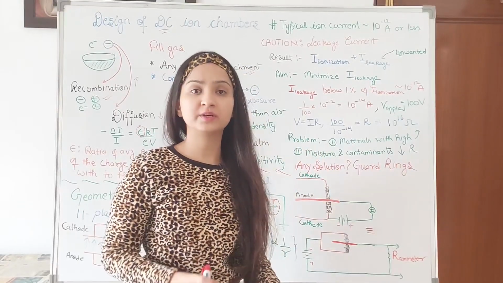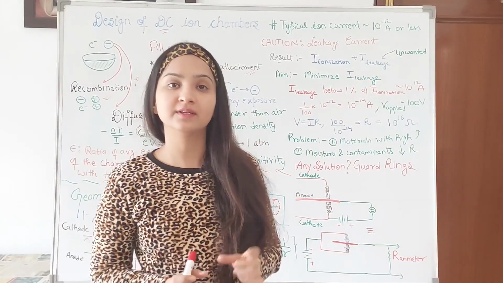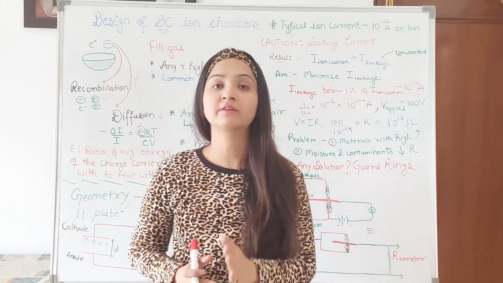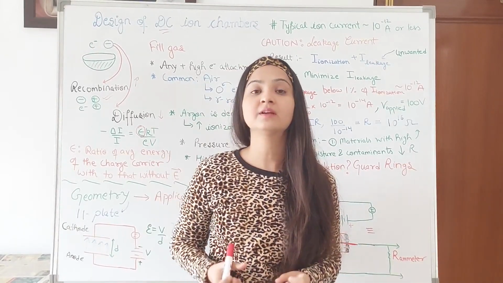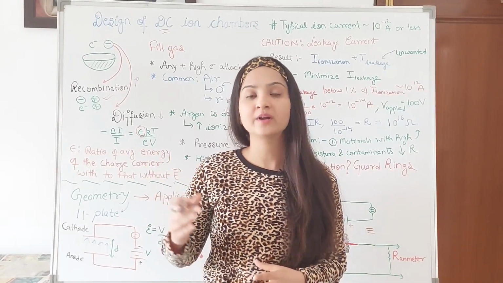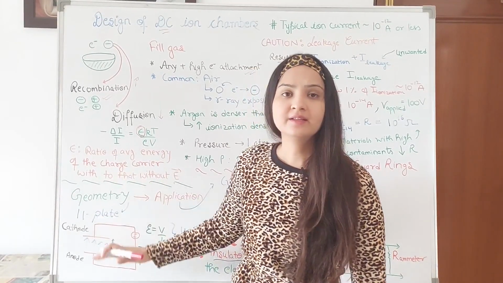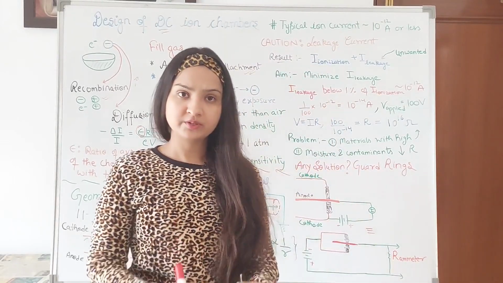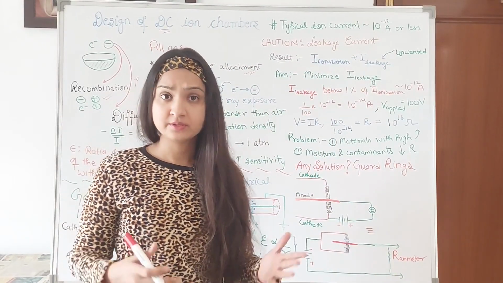So change in the geometry will also lead to a change in the electric field, the expression for electric field that you are getting. Depending upon the application for which you want to use your ionization chamber, you will be preferring one geometry over the other. So is there anything else that you require for this geometry or the design of ionization chamber?